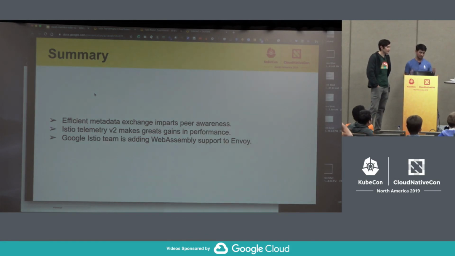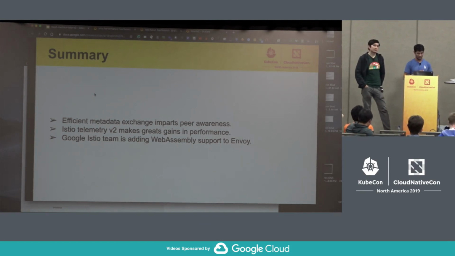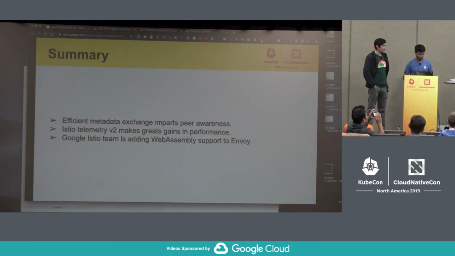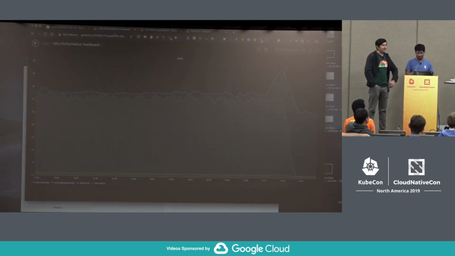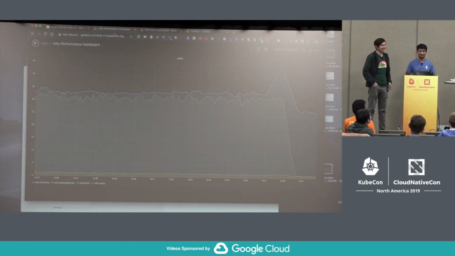So, summary: efficient metadata exchange imparts peer awareness, and we can build a whole lot of rich telemetry on top of that. Istio Telemetry v2 has made great performance gains in this release, and we will continue to do so. And the Google Istio team is adding WebAssembly support in Envoy, and that should be done in the next quarter or two, thereabouts. And yay, this actually worked, so I'm glad.